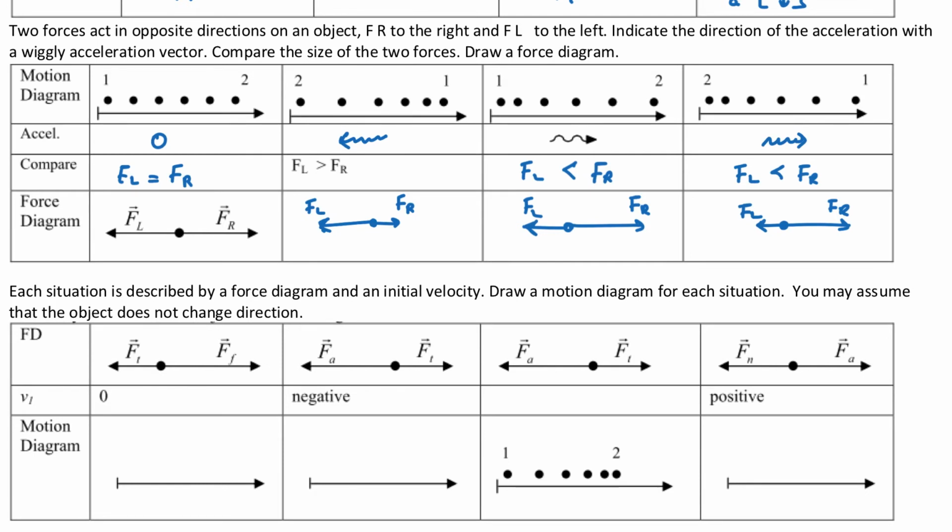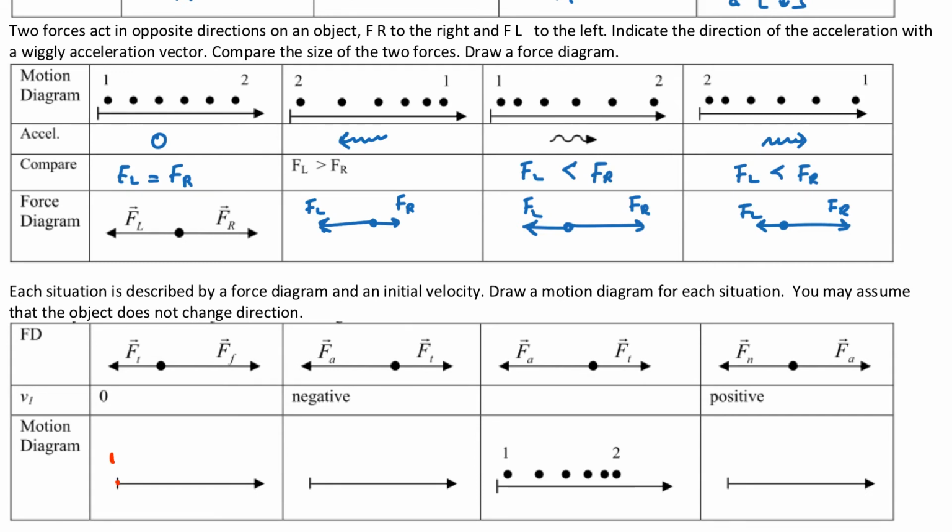Okay, in the next question, each situation is described by a force diagram and an initial velocity. Draw a motion diagram for each situation. You may assume that the object does not change its direction. Okay, we can see for the first one that the force of friction is bigger than the force of tension. It's saying initial velocity is 0, so that means at point 1, I'm going to assume that point 1 is here.